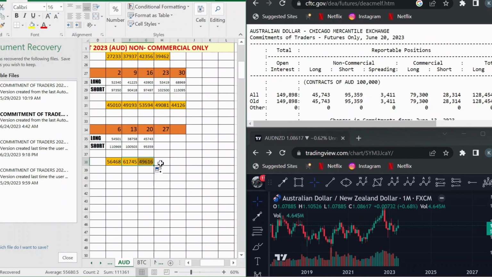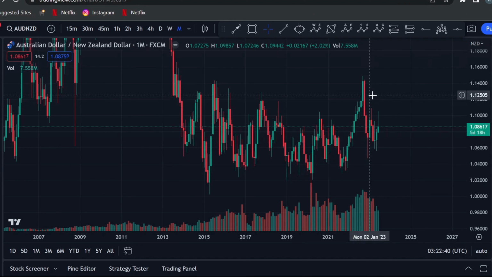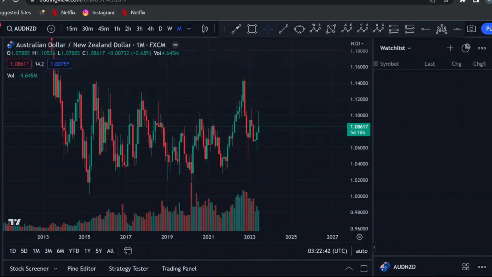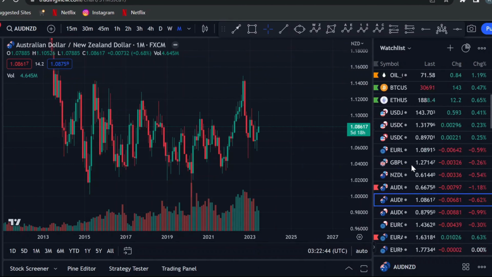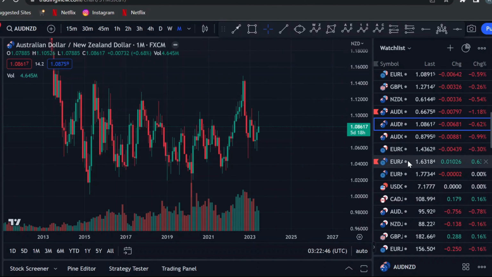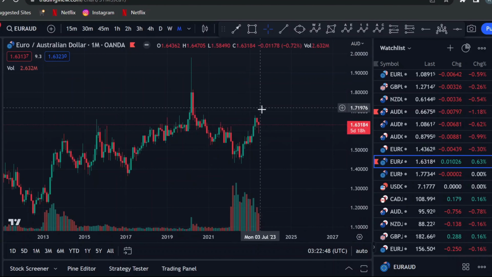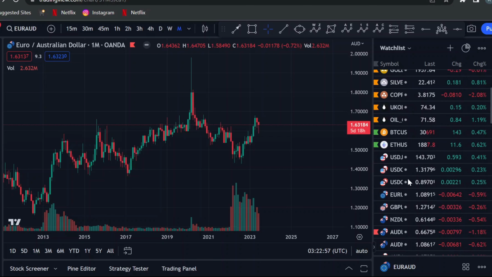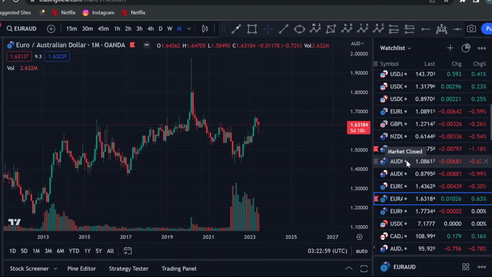So just like the Euro New Zealand dollar, the Euro AUD is also bullish. So they are selling the AUD and buying the euro, sorry. AUD NZD is also bearish. See the monthly candle is leaving a deep upper wick.